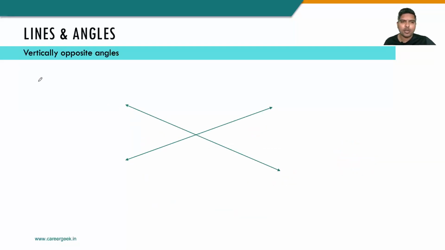Okay, the first concept is called vertically opposite angles. Let's say there are two lines, L1 and L2, intersecting. This angle between them and this angle are called vertically opposite angles. So this is angle A, angle B, angle C, angle D. This is how we represent angles. Most of you would be knowing this.